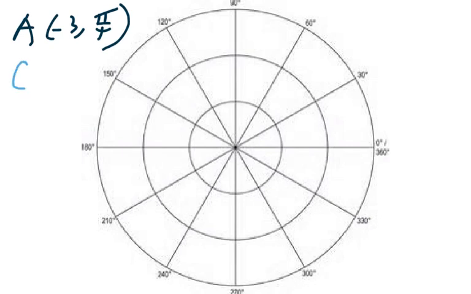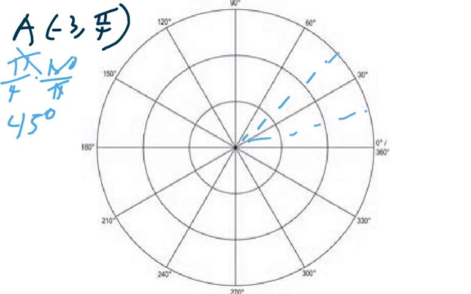So what I'm going to do is take pi over 4 and multiply that by 180 over pi so that I can get this into degrees, which is 45 degrees. Now 45 degrees isn't on here, but there would have been 15, 30, and 45. But because this is negative 3, instead of going towards 45, I'm going to go away from 45. 1, 2, 3, and that is going to be point A.